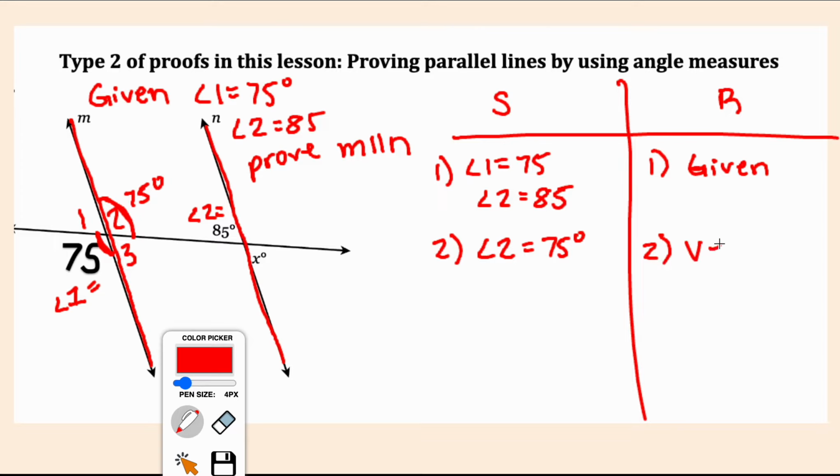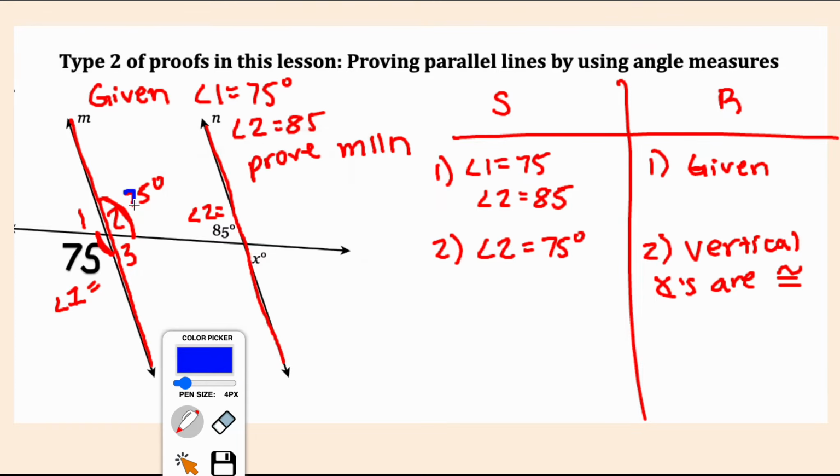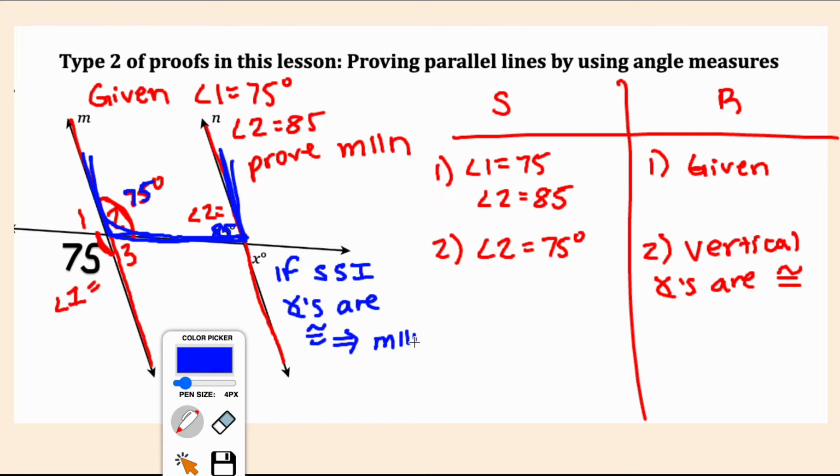So in my statement, angle 2 is 75 degrees, and how did we know that? Well, we use the fact that vertical angles are congruent. All right. Now, the route that I'm thinking right now, I see that this angle is filled in as 75, and I see that this is 85, and that's an angle pair. I recognize that if I highlight, I can see that these are same side interior angles. Now, I remember that if same side interior angles are congruent, then I know that my lines are parallel, right? Then I know M would be parallel to N.